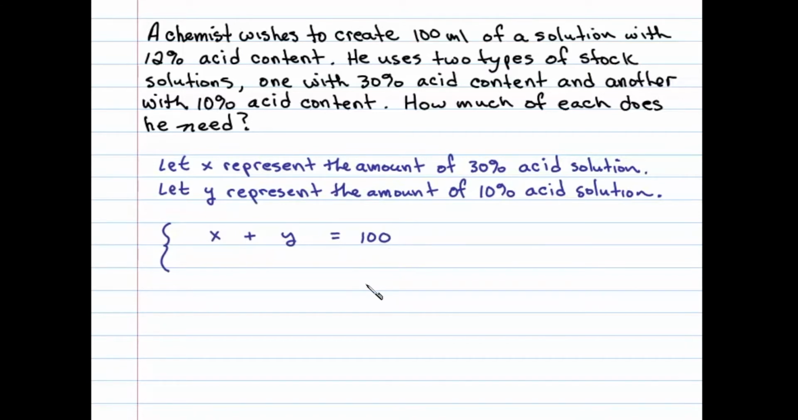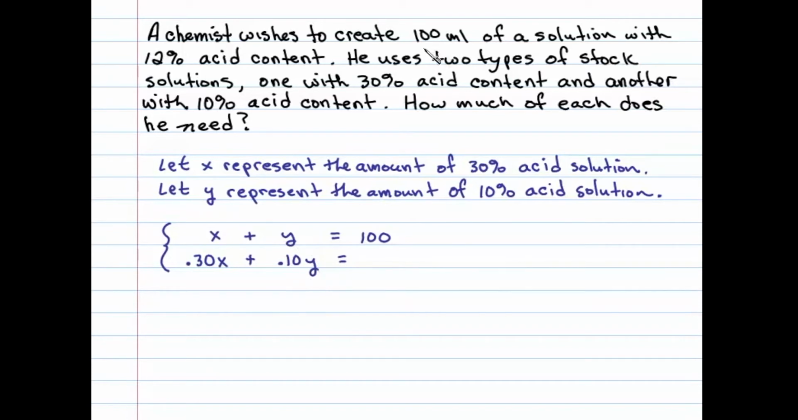Now our second equation comes from the acid content in the correct percentage. So 30% of the amount x, 0.30x, is the actual acid content in the first solution, plus 10% of the amount y, so 0.10y, is the amount of acid in that second solution.